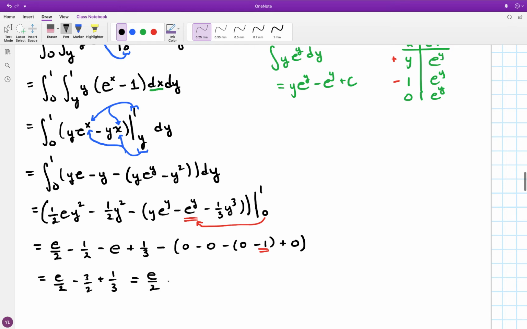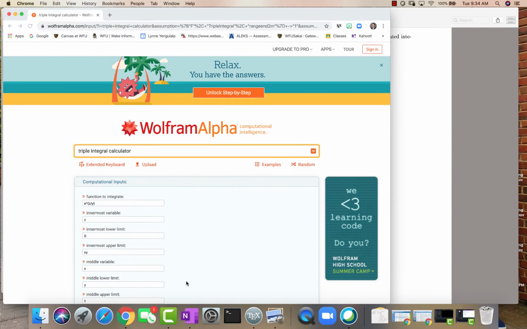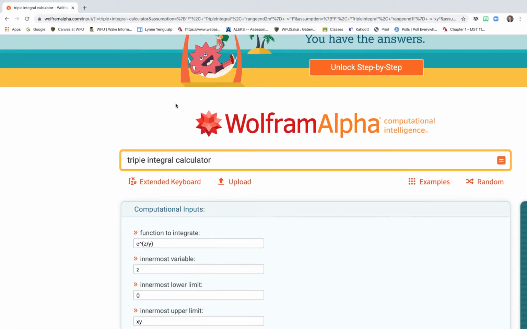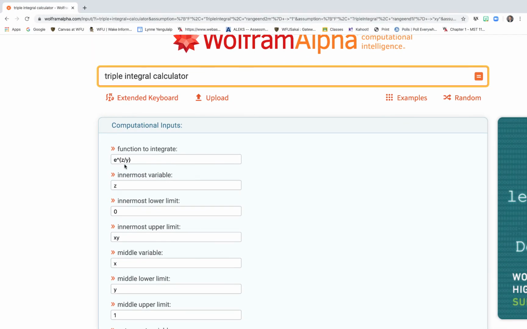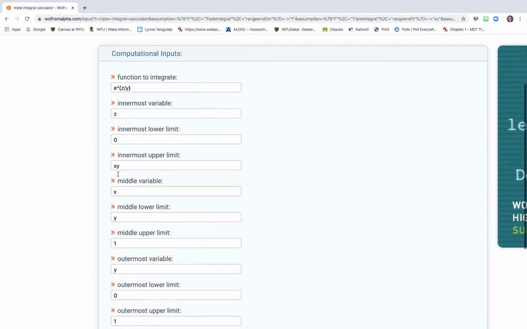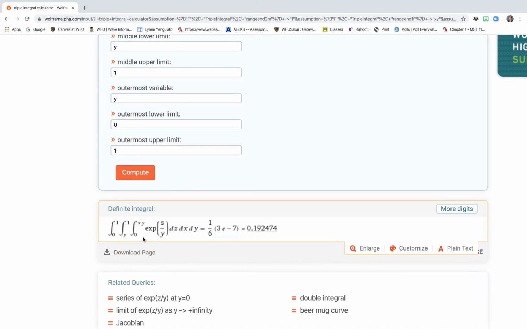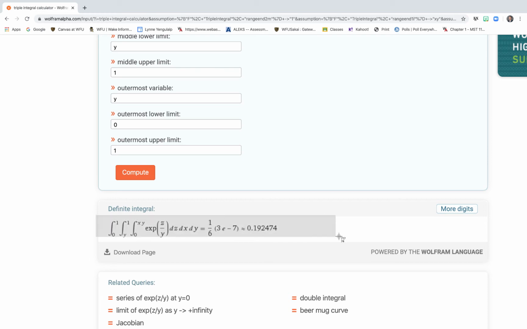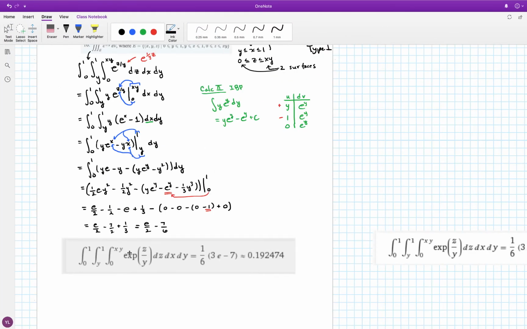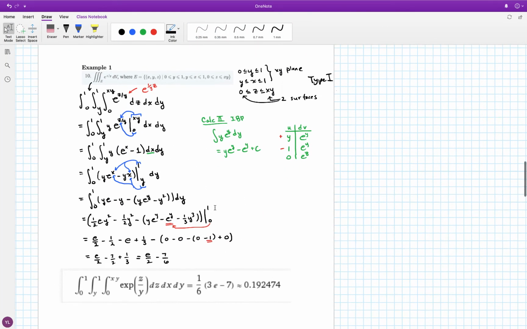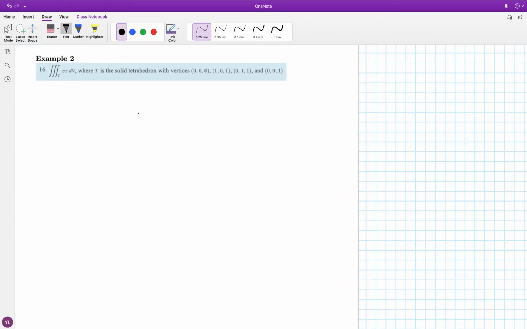When all is said and done, I got e over 2 minus 7 over 6. You go to Wolfram Alpha. As you can see here, the triple integral calculator lets you put in the integrand and the limits of integration, however whatever order you have it in. You can see what integral it is interpreted, and it looks like I do have the right answer here.